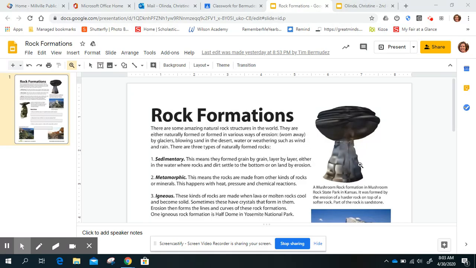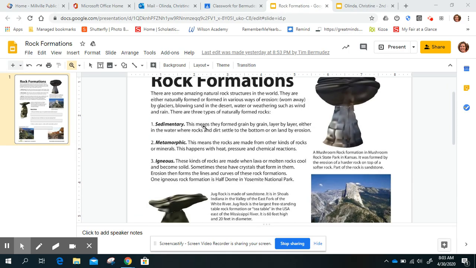All right, so over here I see a picture and it says a mushroom rock formation in Mushroom Rock State Park in Kansas. It was formed by the erosion of a harder rock on top of a softer rock, but the rock is sandstone. And so when you read nonfiction, you don't have to read the whole thing in order. You can jump around and look. I like that in here where it talks about various forms of erosion, and then right after it, it gives me the definition and it says worn away. So now I'm going to read about the 3 types of naturally formed rocks.